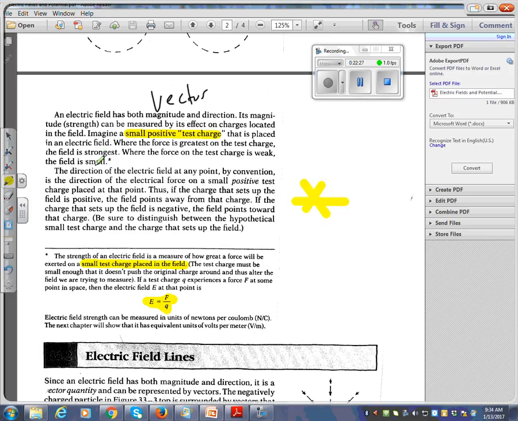The direction of the electric field at any point, by convention, is the direction of an electric force on a small positive test charge placed at that point. We use the positive charge to test the direction because gravitational fields can only do what? Pull, but electric fields can pull and also push, depending on the charge, right? So we have to decide how we are going to measure it.